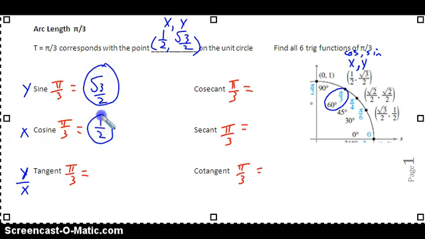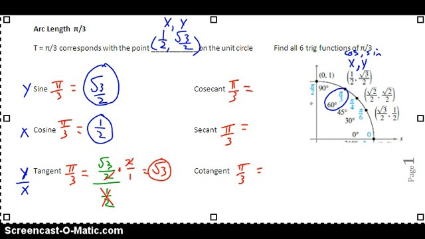And the tangent is the x, or excuse me, the y divided by the x. We've got to do a little bit of work for this one. Take the y value divided by the x value, get rid of this by multiplying by its reciprocal. So now the 2's will cancel out, and I'll just be left with the square root of 3 as my answer for that.